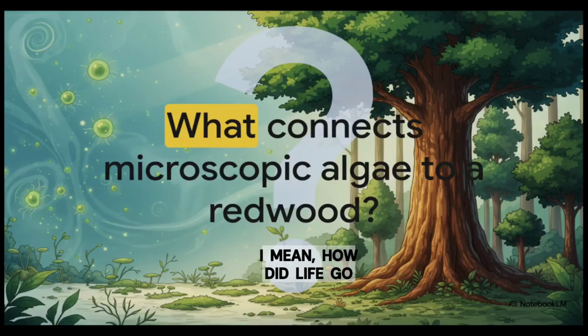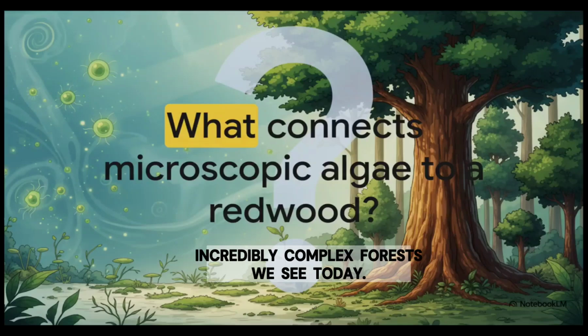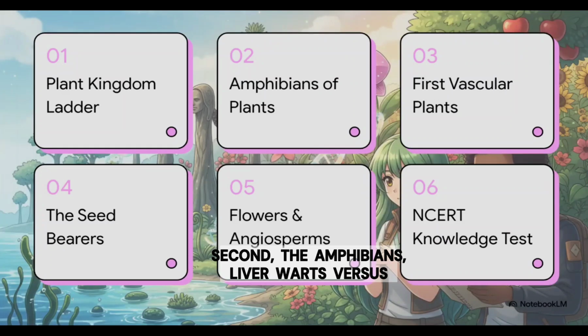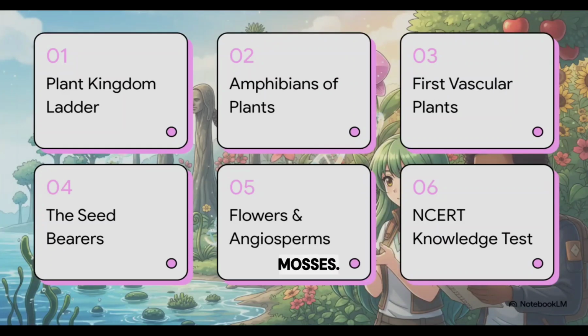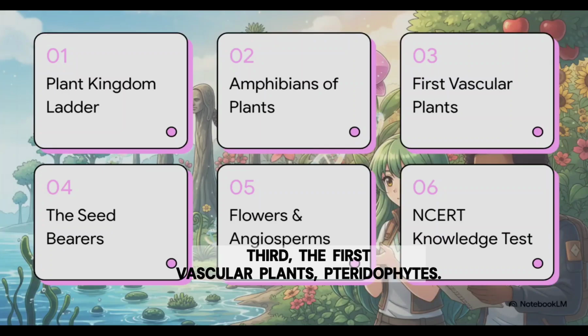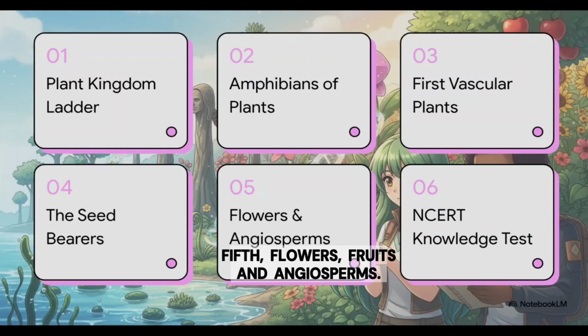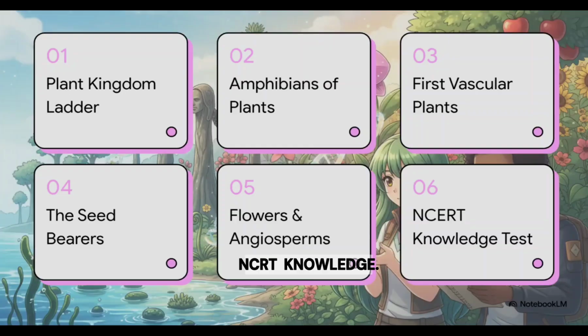I mean, how did life go from simple green cells just floating around in ancient waters to the incredibly complex forests we see today? Here is our roadmap for this explainer. First, the plant kingdom ladder. Second, the amphibians, liverworts versus mosses. Third, the first vascular plants, pteridophytes. Fourth, the seed bearers. Fifth, flowers, fruits, and angiosperms. And finally, number 6, testing your NCERT knowledge.